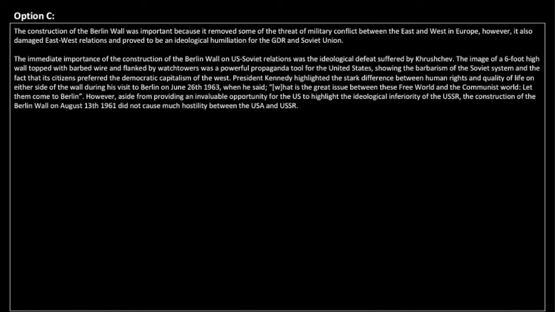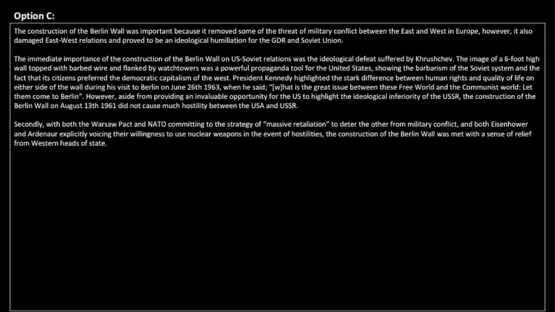However, aside from providing an invaluable opportunity for the US to highlight the ideological inferiority of the USSR, the construction of the Berlin Wall on August 13, 1961, did not cause much hostility between the USA and USSR. Secondly, with both the Warsaw Pact and NATO committing to the strategy of massive retaliation to deter the other from military conflict, and both Eisenhower and Adenauer explicitly voicing their willingness to use nuclear weapons in the event of hostilities, the construction of the Berlin Wall was met with a sense of relief from Western heads of state. There was a general agreement amongst NATO members that a wall, whilst not ideal, was better than a war.